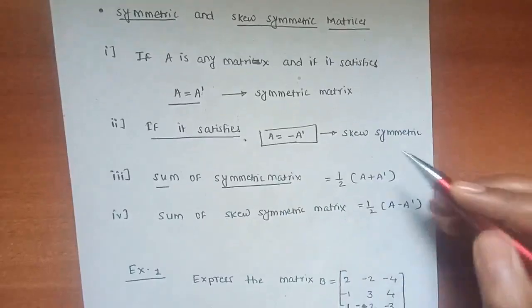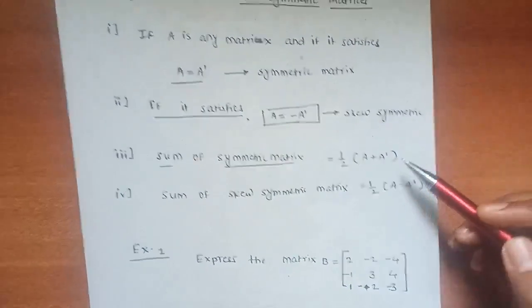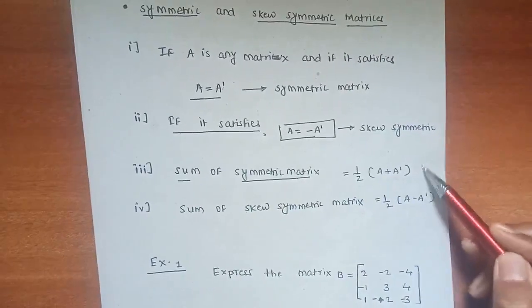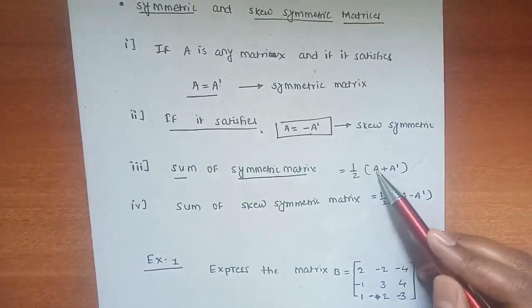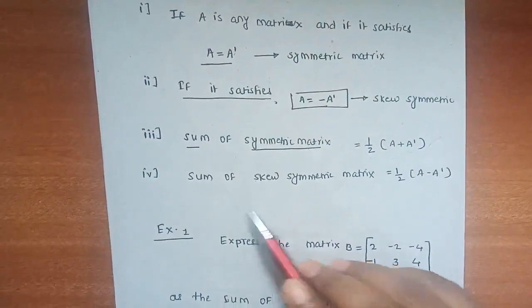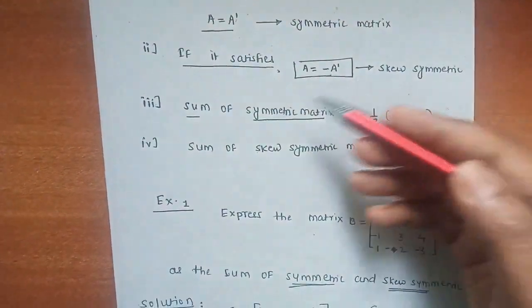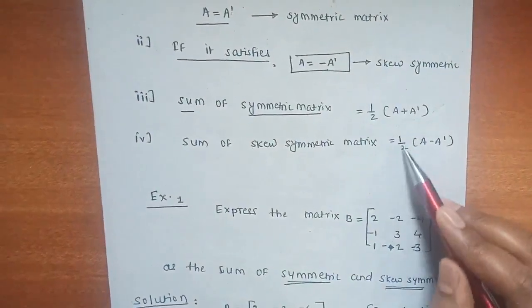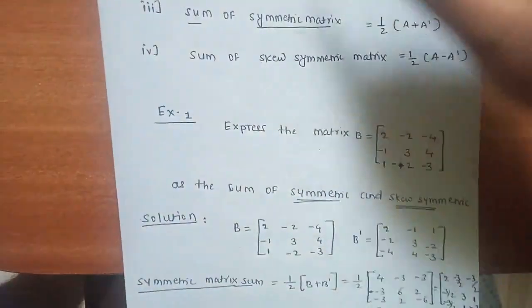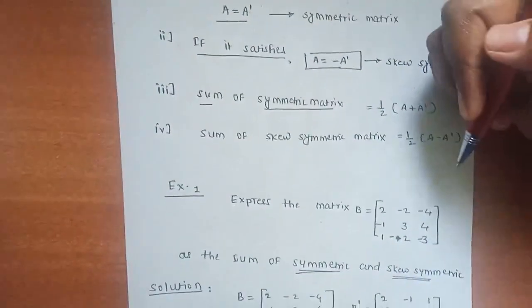Next, sometimes they ask you to find the sum of symmetric matrices. This is the identity, just remember this formula. 1 by 2 bracket of A plus A transpose, if you find that out, that will be the sum of the symmetric matrix. Next is the sum of the skew symmetric matrix. As I told you, signs are different, so a negative sign comes here: 1 by 2 A minus A transpose. Depending on this, we'll see one sum.